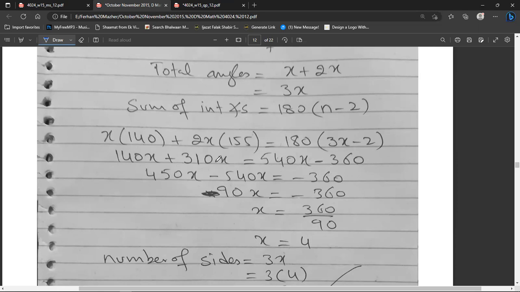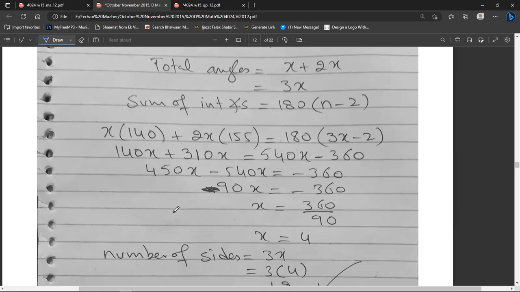Take this 540x to the other side. So you will have 450x minus 540x equals minus 360. It will be minus 90x equals minus 360, minus gone. x will be equal to 360 divided by 90, and x will be equal to 4.